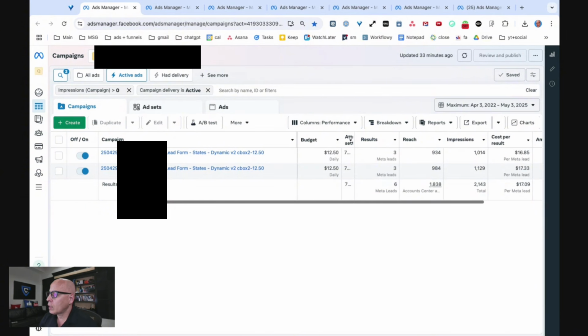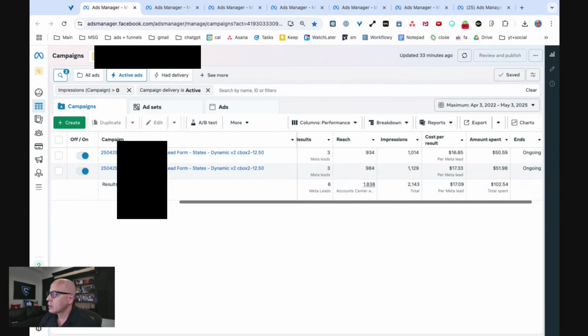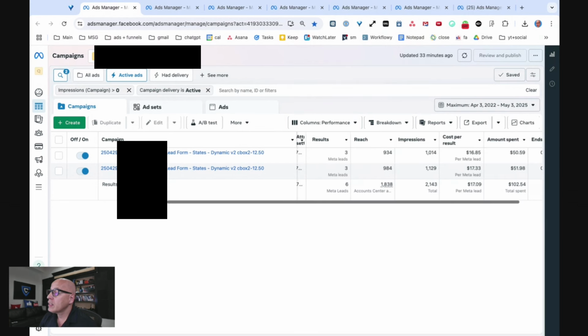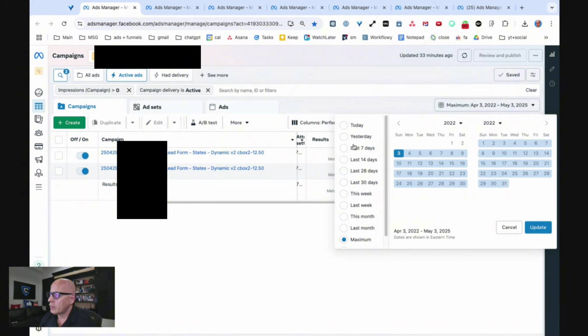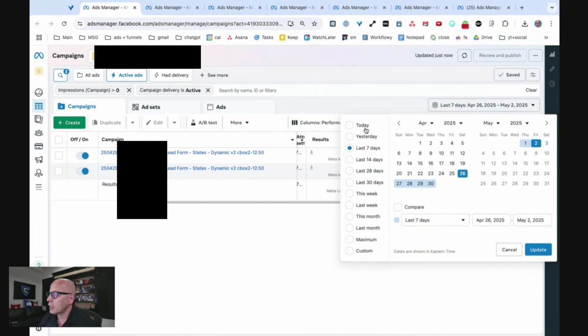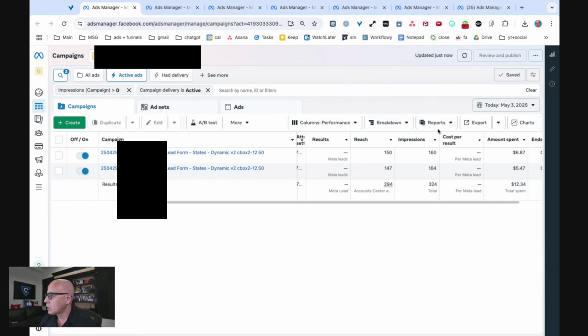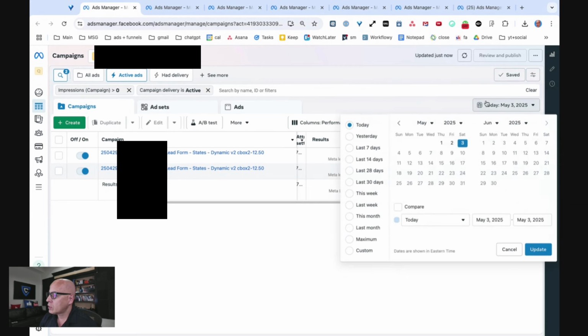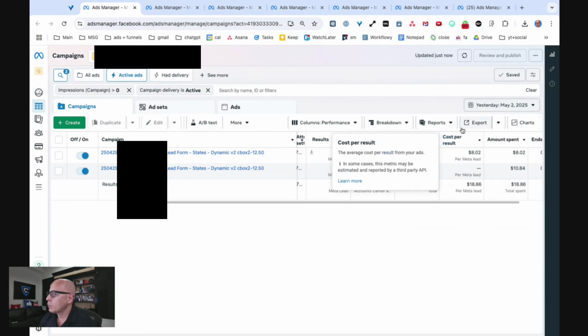All right, so this is another one that is targeting states. This one has 6 leads. This is a new campaign, $17 per lead. I don't have enough data there to really make a difference if I look at the last 7 days, only because it's just been running. Today, no leads today, but that's okay. It's still early today. Yesterday had 1 lead. So, we're going to keep an eye on this one right now.